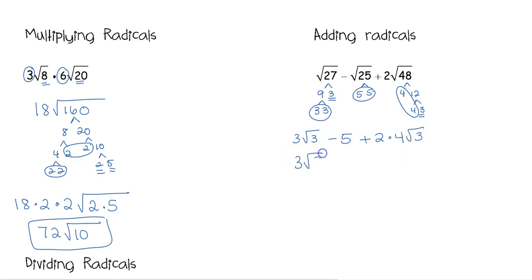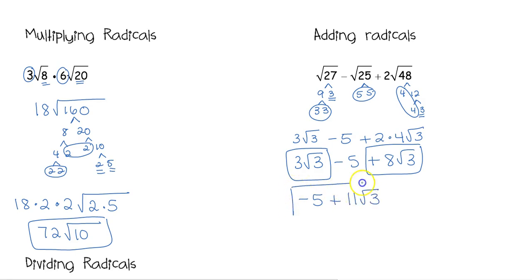So that's 3 root 3 minus 5 plus 8 root 3. Now these are like terms because they both have the root 3. So 3 plus 8 is going to give us 11 root 3. We're going to put the whole number, the integer, out front. So negative 5 plus 11 root 3 is our final answer.